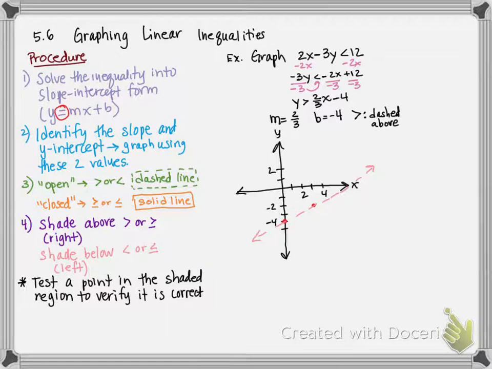Now, I'm going to test. So I'm going to tell you what I like to test. I want to test the simplest numbers possible, so I often test (0, 0). Now, my thought is I'm going to be shading above. So if I put (0, 0) into the original equation, will I get something that's true? If I get something that's true, then that means I need to shade where (0, 0) is. So I get 0 is less than 12. Okay, that's true. So that says you're going to shade above.